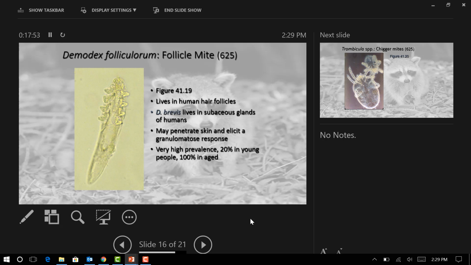Very high prevalence, 20% in young people, 100% in older populations. But usually in low enough numbers that you don't really notice them very much. Have you ever been looking at a microscope and it looks like you see something move across your eye?